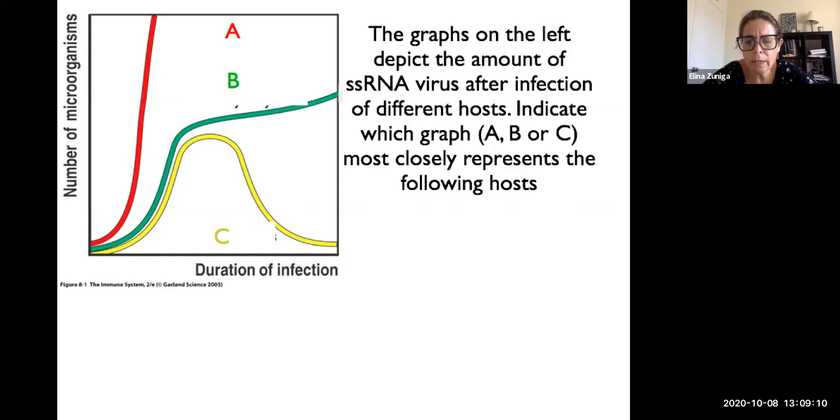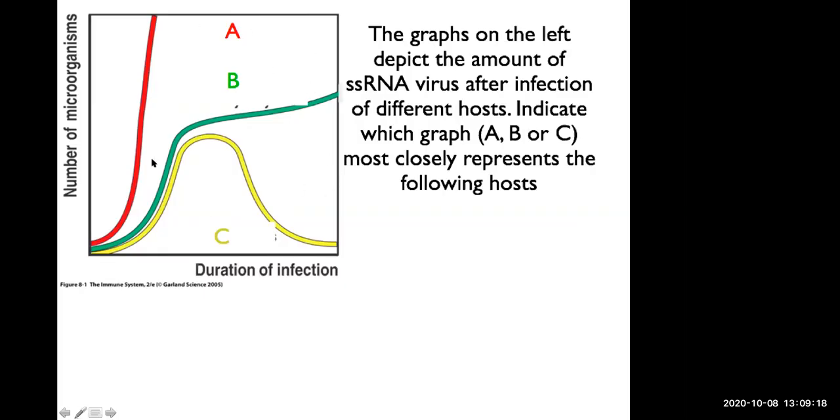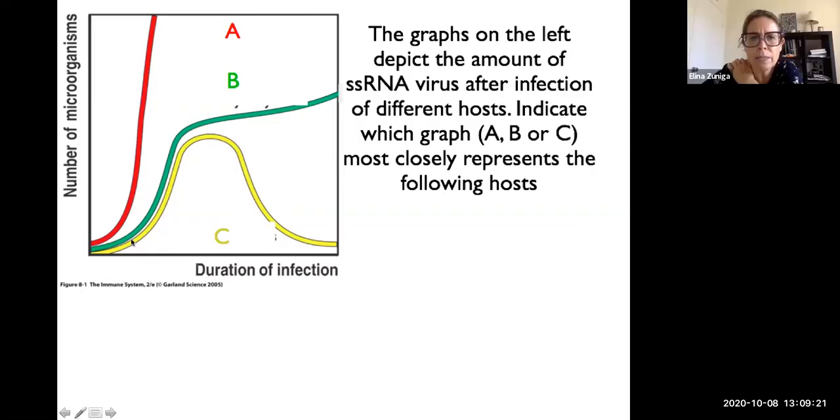Okay, so let's do the first one together. Here, this refers to a graph that I think we put in the first lecture. And basically, this is the duration of infection and the number of microorganisms. If you remember in the first lecture, we said if you have innate and adaptive immunity, in the best case scenario, you will be able to control a pathogen and initially delay its replication, and then the adaptive immune system will completely clear the pathogen.